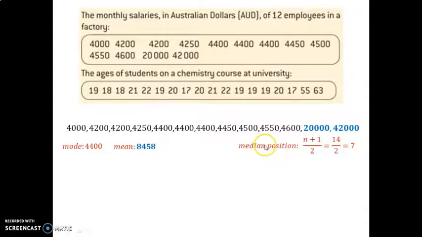And finally the median, find the position, 14 divided by 2, position 7. This is position 7. That is our median, 4,400. Notice the mode and the median match. The mean is much higher because of these outliers.